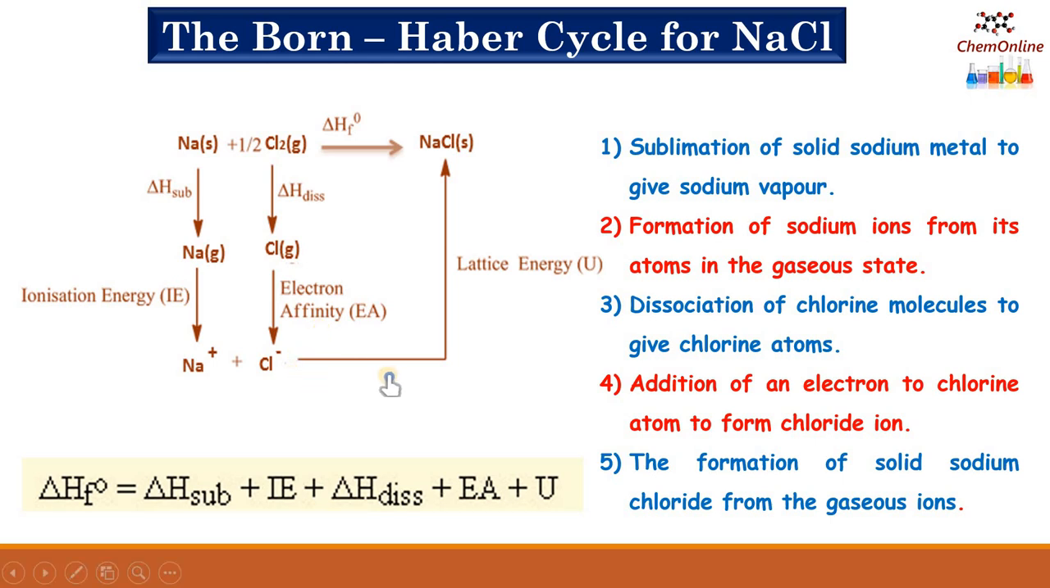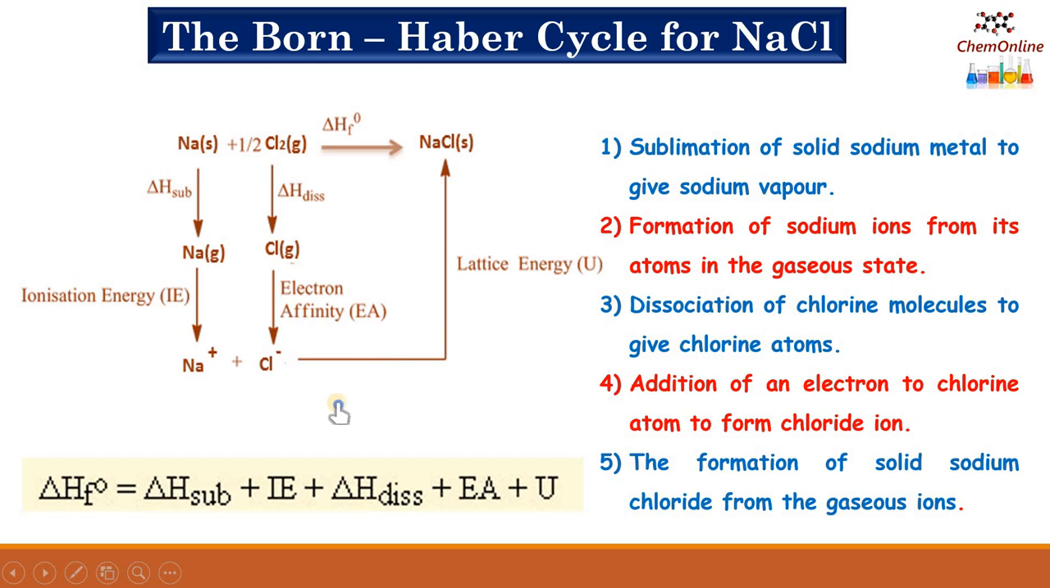And the last step involves the formation of sodium chloride from the gaseous ions Na plus and Cl minus. And the energy change in this step is equal to the lattice energy of the sodium chloride represented as U. So first we have the enthalpy of formation of sodium chloride, and then we have these 5 steps.